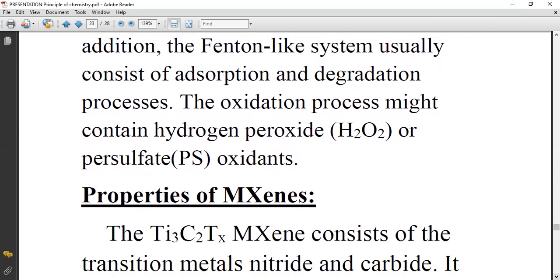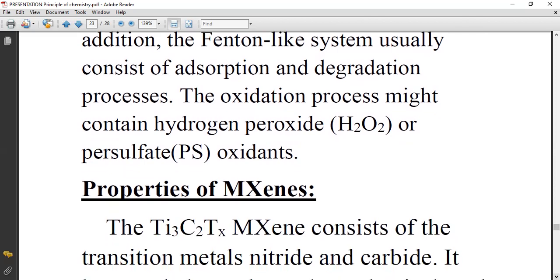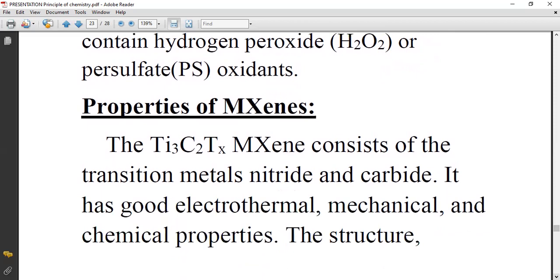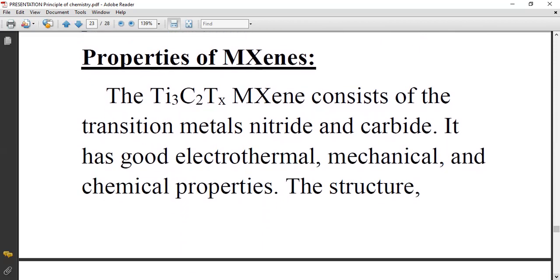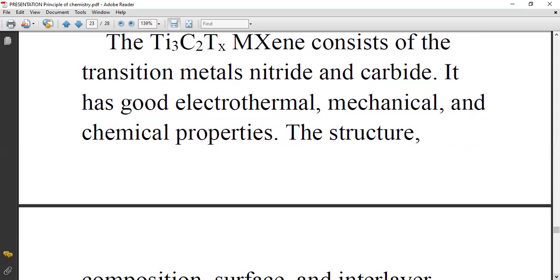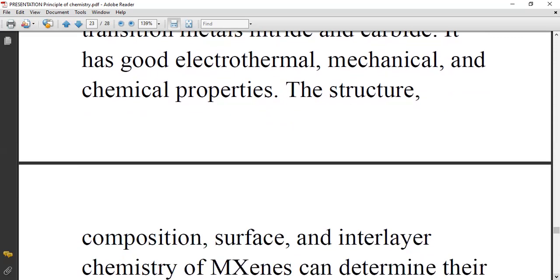In addition, the Fenton-like system usually consists of adsorption and degradation processes. The oxidation process might contain hydrogen peroxide or persulfate oxidants. Properties of MXene. MXene consists of transition metal nitride and carbide. It has good electrothermal, mechanical, and chemical properties.